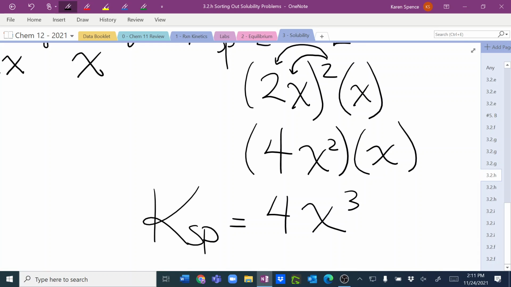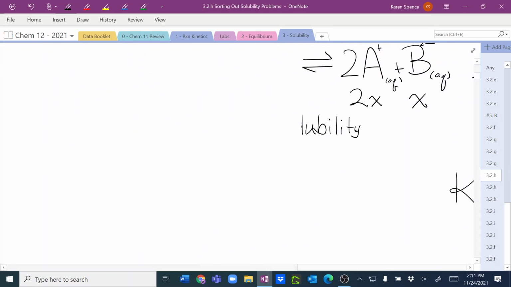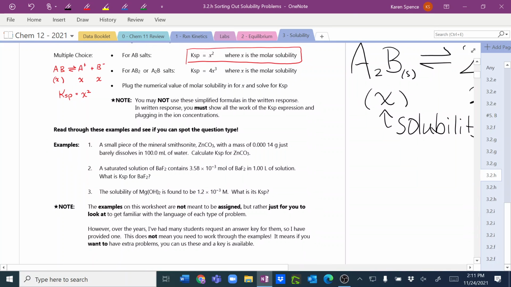If you're like, okay, that just confused me, you never have to use that. Are you allowed to just plug this in as a formula in the written response? No, you need to show this kind of work on the written response. But it can be very helpful.